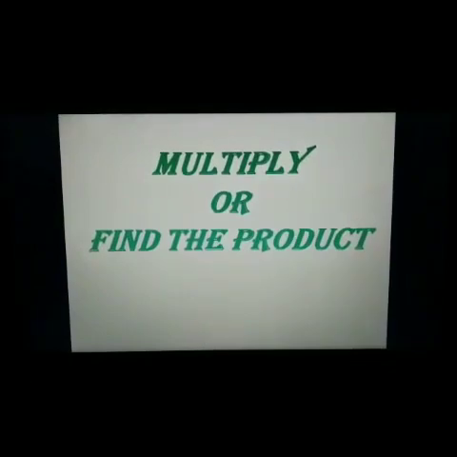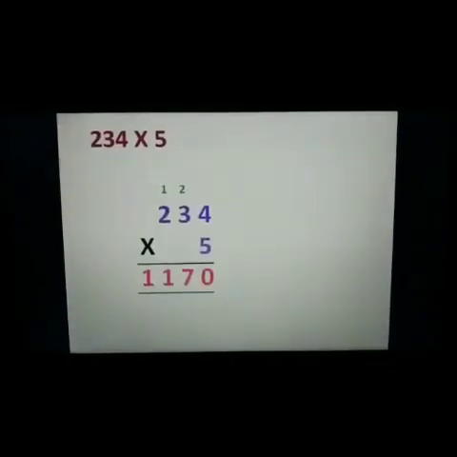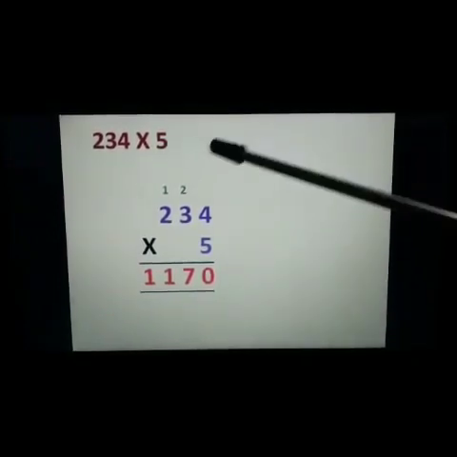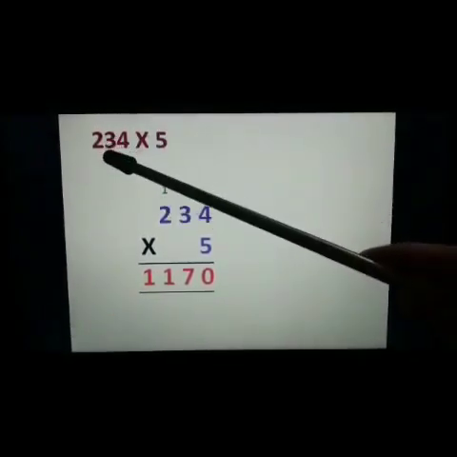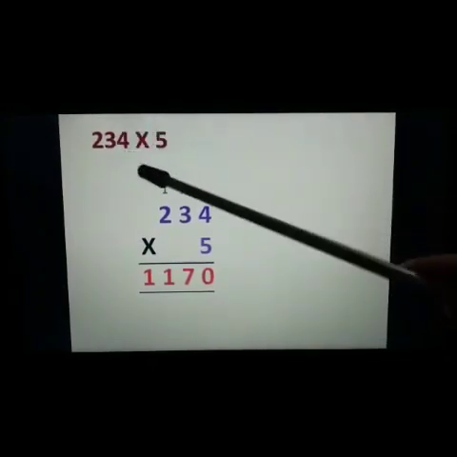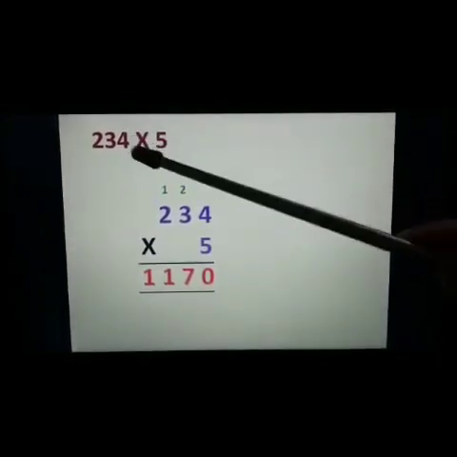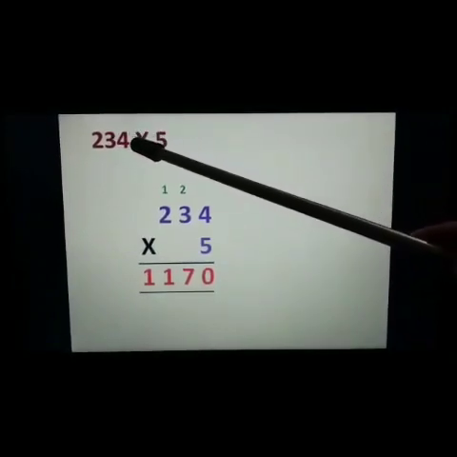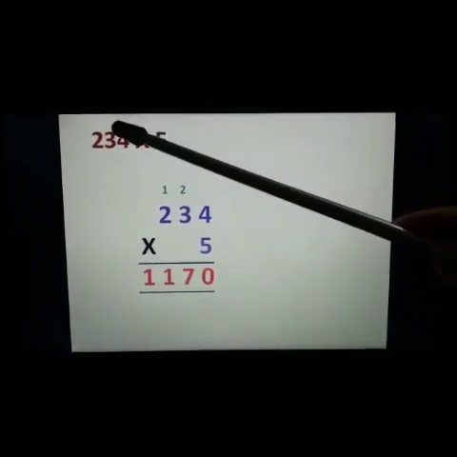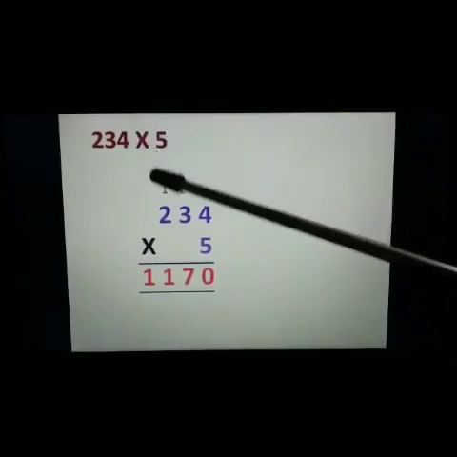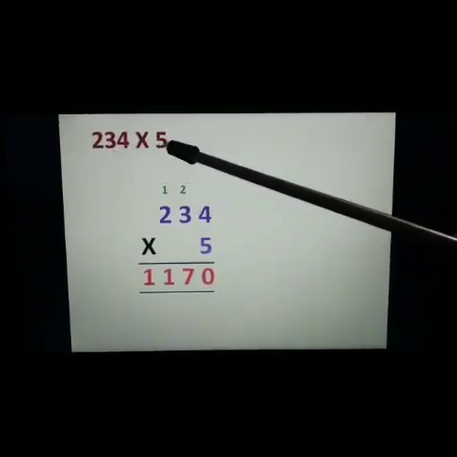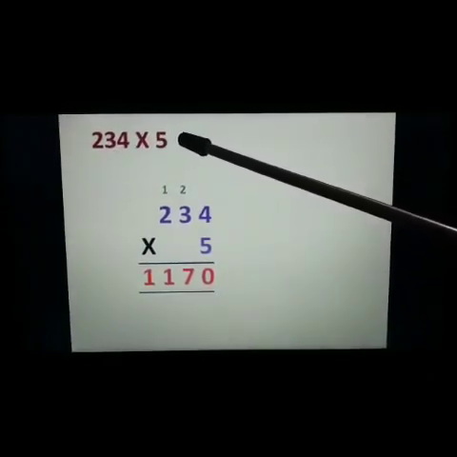Now let's multiply, or find the product. We need to multiply these two numbers: 234 × 5. This is the symbol of multiply. We can say this "into", which means 5 times 234. Now we are multiplying a 3-digit number with a 1-digit number.